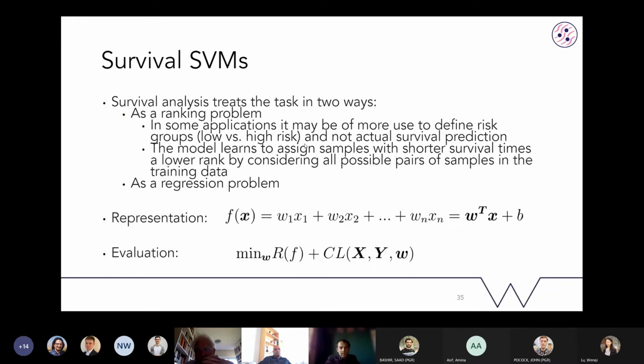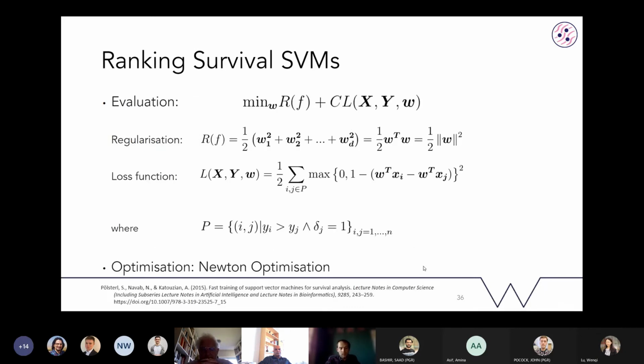But survival SVMs typically treat the task in two different ways: as a ranking problem, but also as a regression problem. As a ranking problem, we're trying to get the order in which the events occurred, but not necessarily when the events occurred, whereas a regression problem tells us the time at which an event occurred. The representation of this is exactly the same, and so is the evaluation. So we're still getting a hyperplane, and we've still got two terms, a regularization term and a loss term.